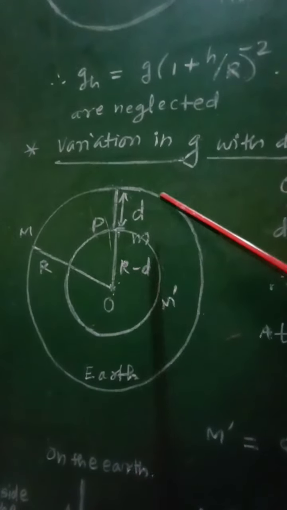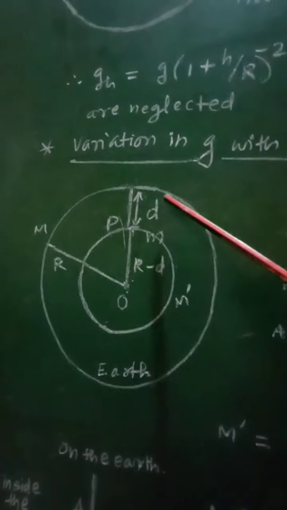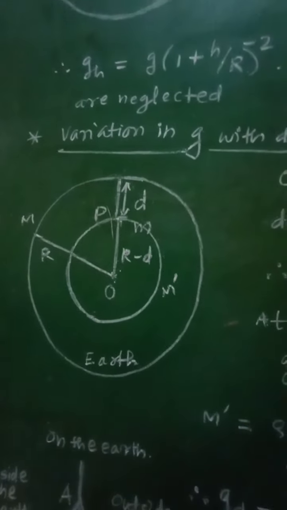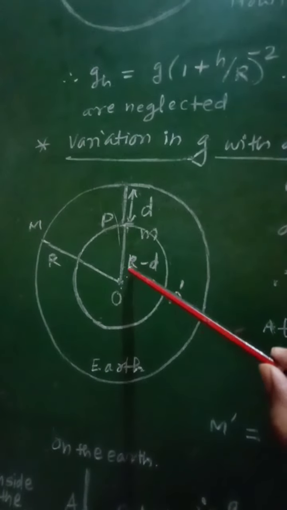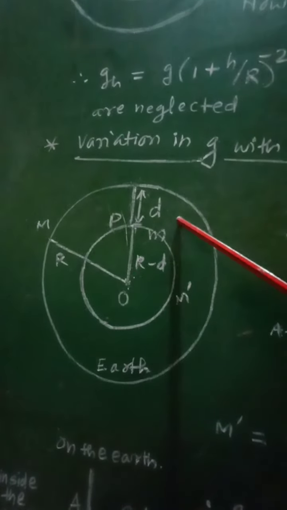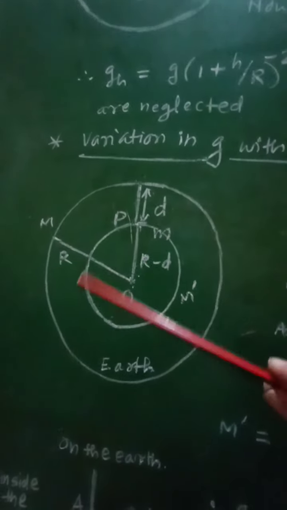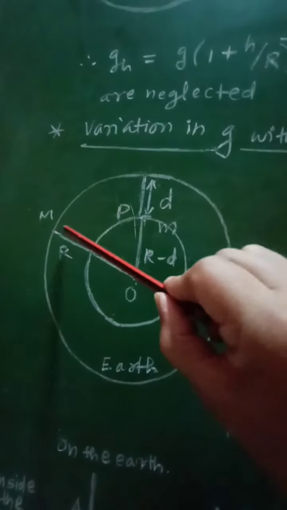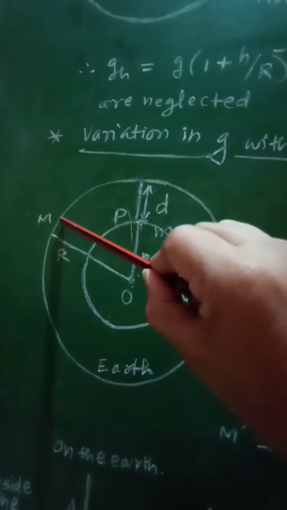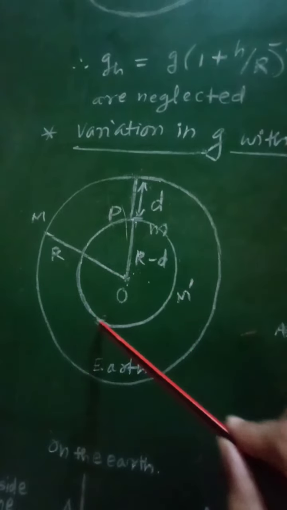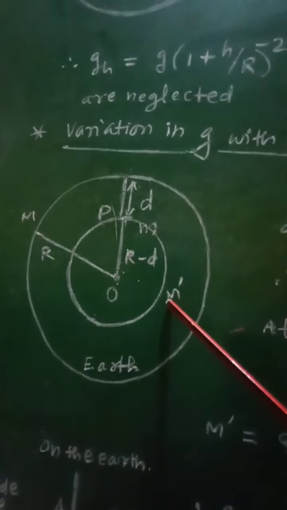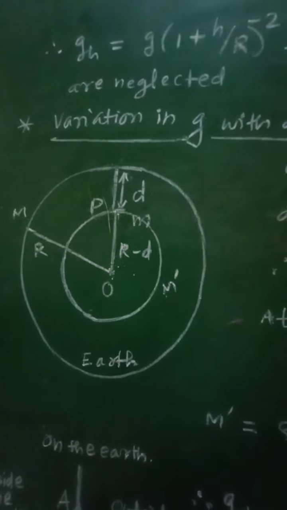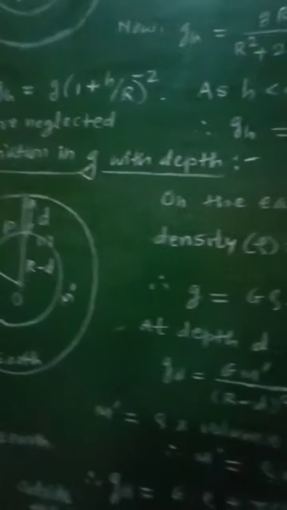So here we have got two spheres, but remember the density of the Earth is uniform, and therefore density for both inner sphere as well as outer sphere will be the same, but the masses for outer sphere and inner sphere will be different. For outer sphere, mass is M, that is the mass of the Earth, and for this inner sphere of radius r minus d, mass is taken as M dash. So masses will be different because radii are different, only density will be the same.